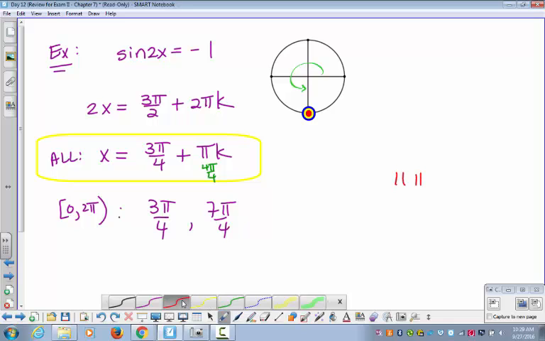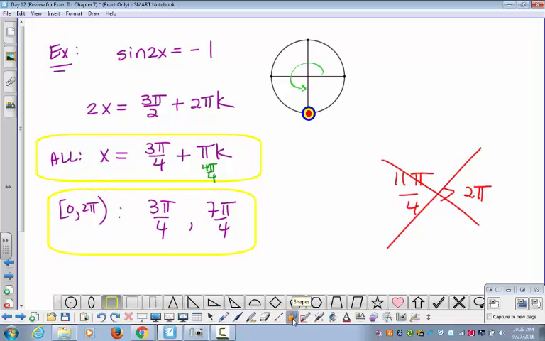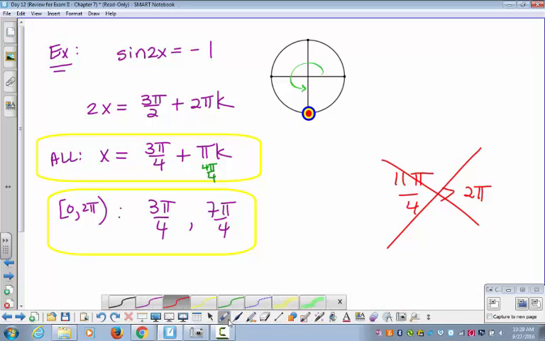And isn't 11 pi over 4 greater than 2 pi? Yeah. 4 goes into 11 more than twice. So we know that we've gone too far if we end up with an angle that's greater than 2 pi. So in the 0 to 2 pi solution set, just 2 angles. And those are that. I should put x is equal to.